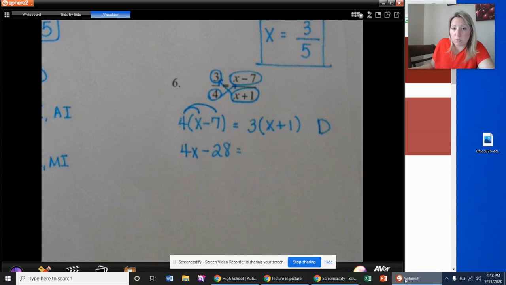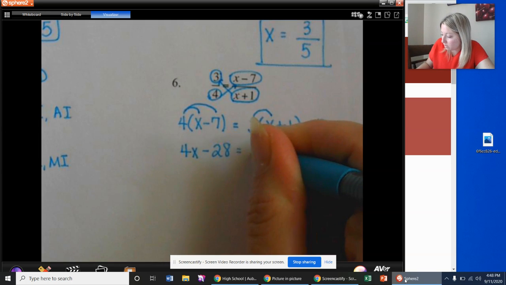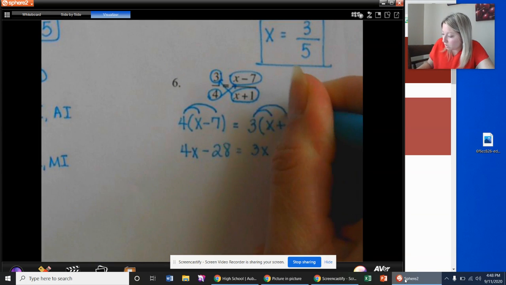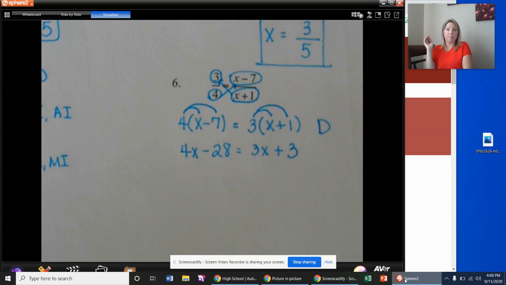Awesome. Bring down the equal sign. Actually distribute. 3 times x is 3x. 3 times 1 is plus 3. Okay, so now I've got variables on both sides of the equal sign. I've got numbers on both sides of the equal sign. When you've got that, it's actually going to be an easy thing.